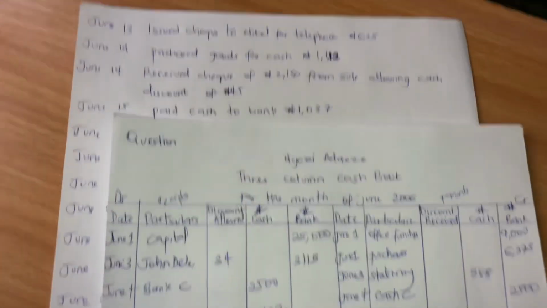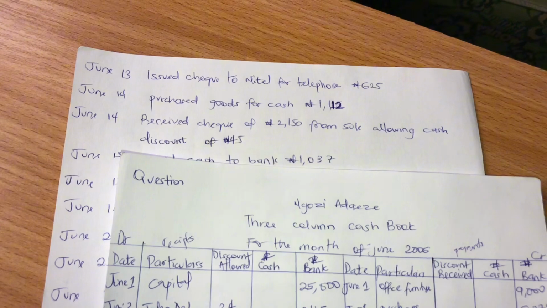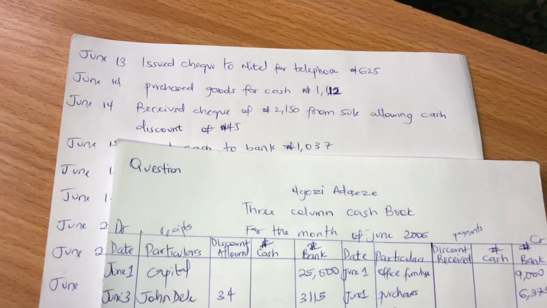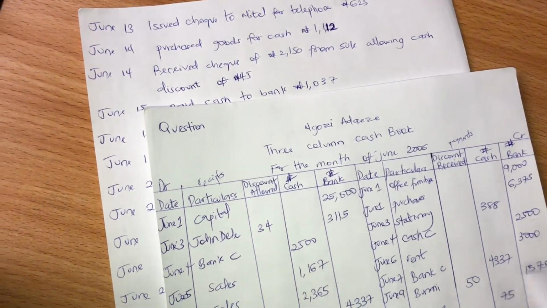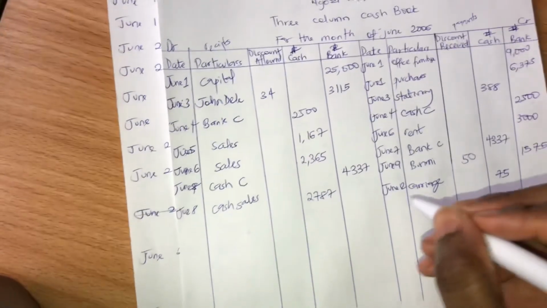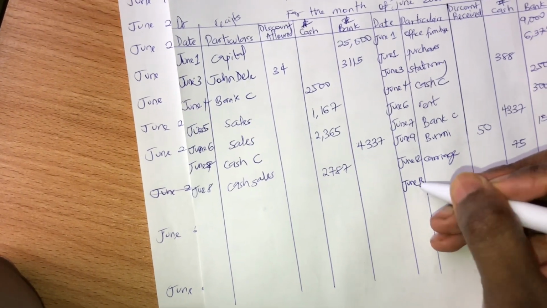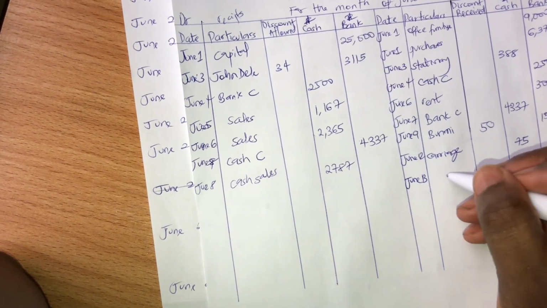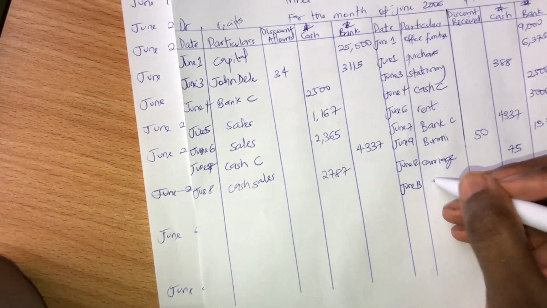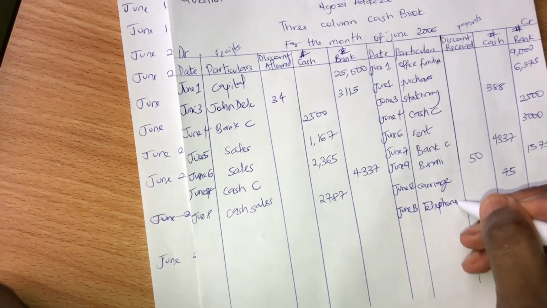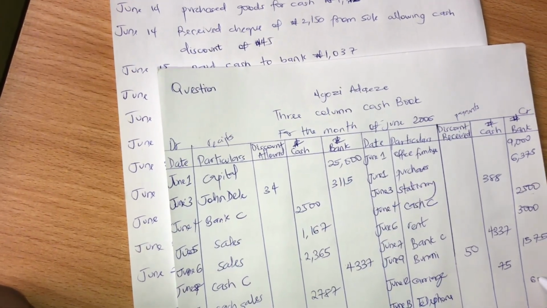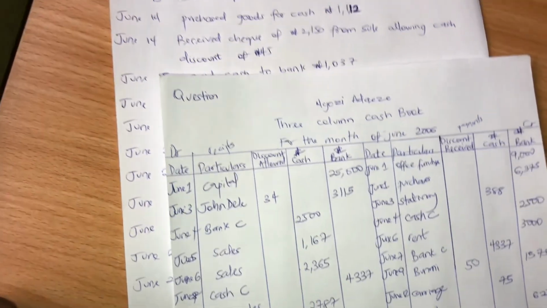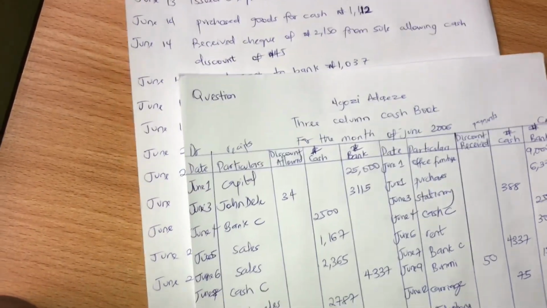So this is the continuation of the question. June 13, issued check to Nitel for telephone 625 naira. When you issue check to Nitel, you're dishing out the check. So it's a payment, so it's going to be recorded on the credit side. June 13, telephone, 625. It's under bank because they issued check to Nitel for telephone.